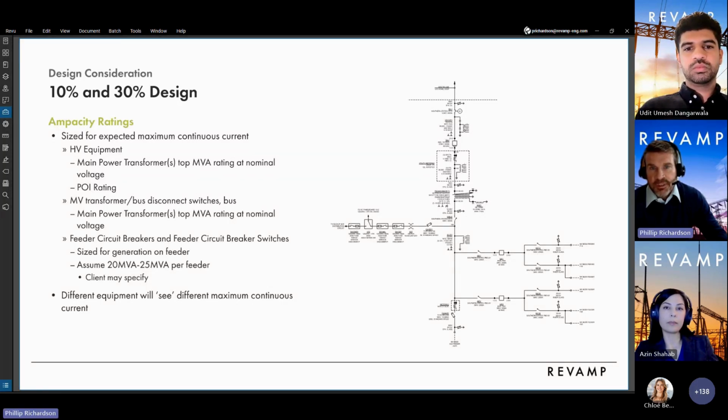For the transformer low side and medium voltage bus, we'll size the capacity rating based on the top MVA rating of the transformer at that voltage. For feeder circuit breakers and switches, we'll size it according to the generation on the feeder. And then for feeders themselves, we'll assume 20 to 25 MVA per feeder, but this is something the client may specify. Again, equipment will see different current based on its location.